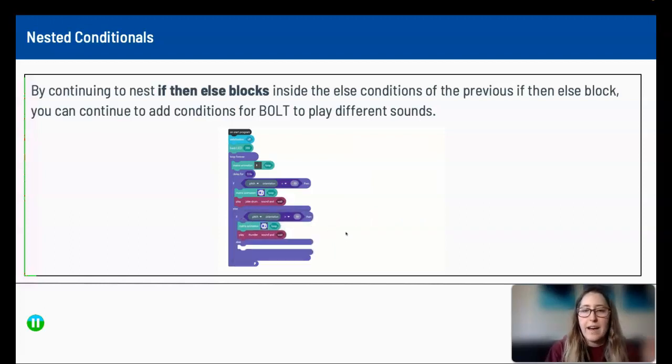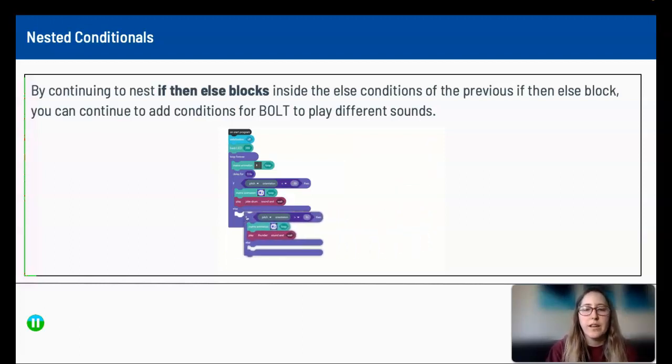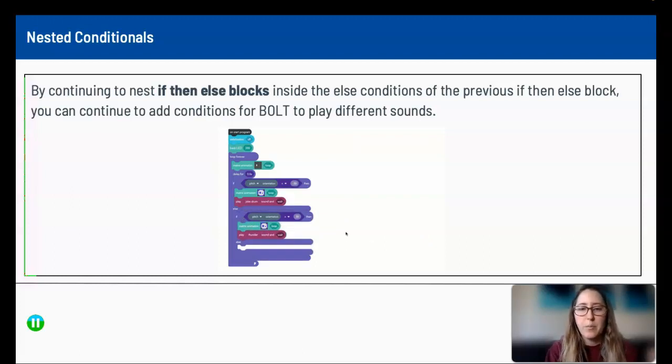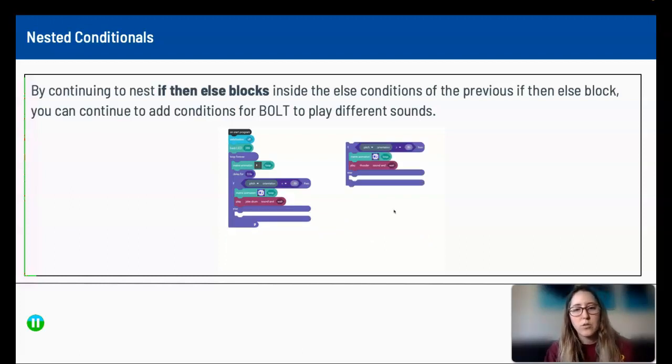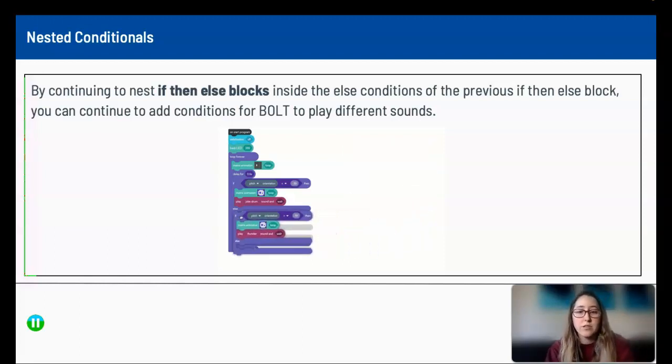For example, having bolt play different sounds under certain conditions when the bolt is tilted by pitch, yaw, or turned counterclockwise, or rolled in a certain direction.